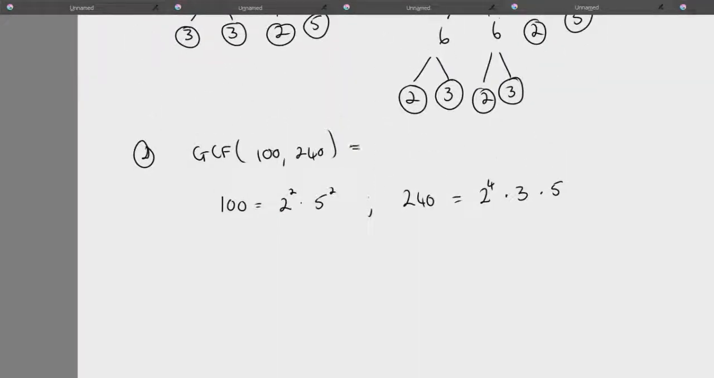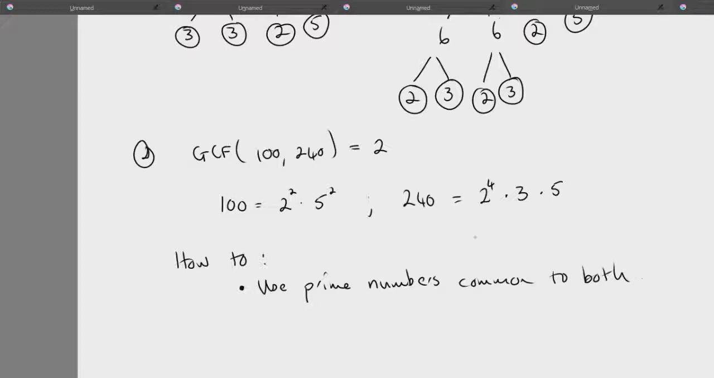All right, so how do I build this number? Can I use a 2? Yes, 2 is common to both. So what we are noticing now is we are using prime numbers common to both factorizations.